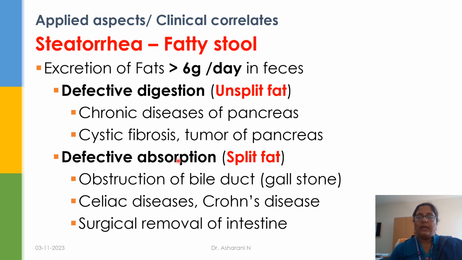On the contrary, it can be due to a defect in the absorption mechanism, where the digestion has happened but there is a defect in absorption. So in this condition there is splitting of fat but it is not absorbed. So whenever we have split fat in the stool, it says that digestion is there but there is defective absorption. The causes can be obstruction of the bile duct, gallstones. It can be celiac disease, Crohn's disease, or surgical removal of intestine where the major absorption surface is present.